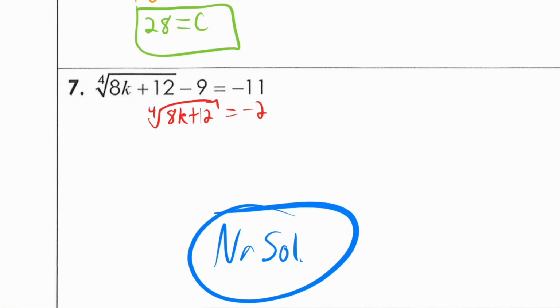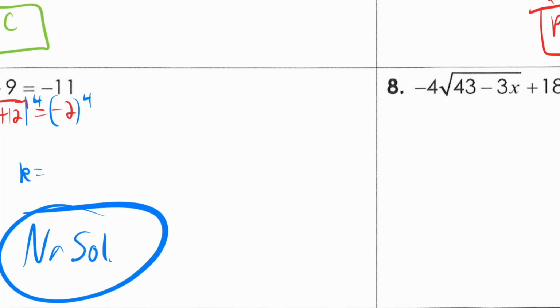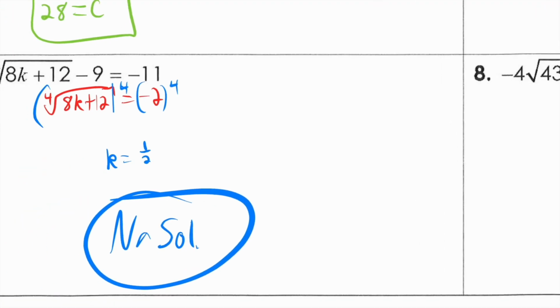You could raise each side to the power of 4. I was about to say multiply, but it's not multiplying. It's raising to a power. It's a different operation than multiplication. You could raise each side to the power of 4 if you really want to and go through and solve it. If you do, I'll let you know that you would end up getting k equals 0.5, aka I could write it as 1/2, which would then obviously, like I mentioned, be extraneous because as you plug it back in, it would not work because you have an even root equal to a negative number.